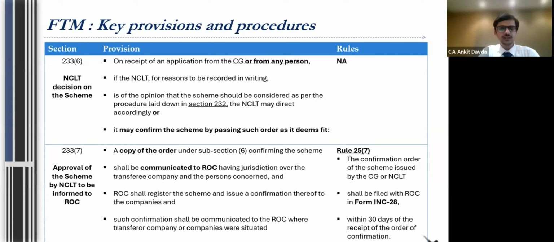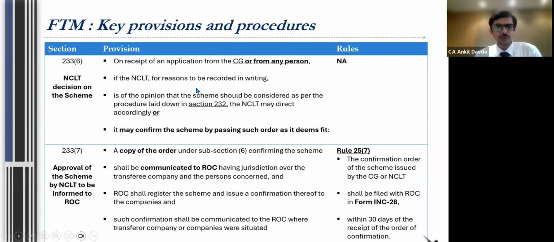So NCLT's decision on the scheme. It says that on receipt of an application from the central government or from any person. Now here again, a very critical thing: in a situation like what we just discussed, RD rejects the scheme and does not file an application with NCLT. Then the transferor companies, so basically companies involved in the scheme, or any person affected by the scheme, maybe shareholders, because some of the shareholders want these companies to be merged, or creditors, can also file an application with NCLT saying that this was the scheme which was put up before RD and RD has rejected it. Now you please consider this scheme under 233(5), because under 233(6), if RD does not file that application, then another person can also file that application with NCLT.